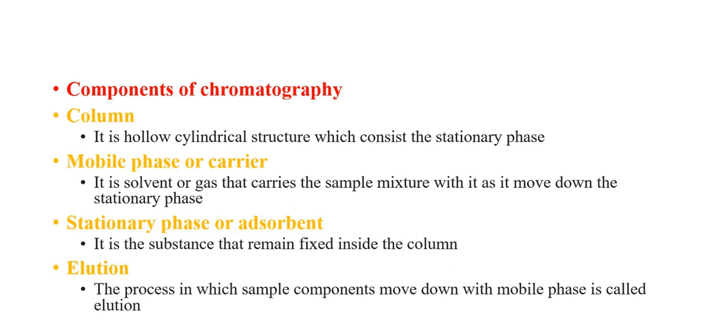Column. It is the hollow cylindrical structure which contains the stationary phase. Mobile phase, or carrier, is the solvent or gas that carries the sample mixture with it as it moves down the stationary phase. Mobile phase actually helps to move the sample components down the stationary phase or adsorbent. Stationary phase is the substance that remains fixed inside the column, and in the stationary phase the separation of the sample components occurs. Elution. The process in which sample components move down with the mobile phase is called elution.